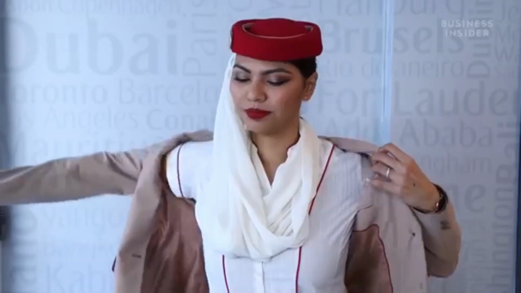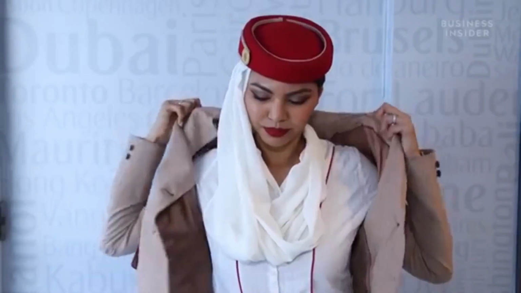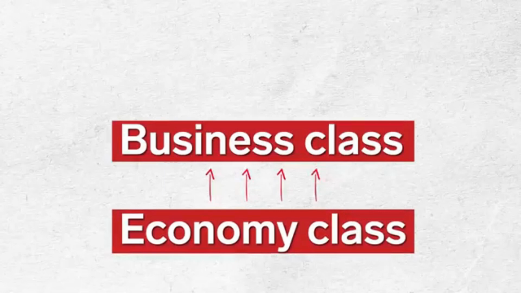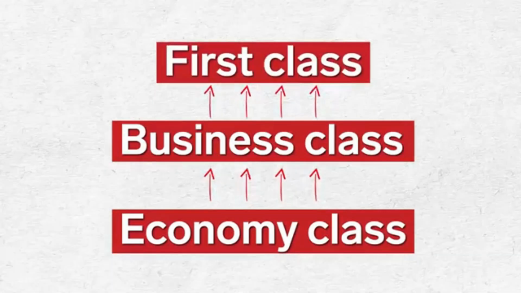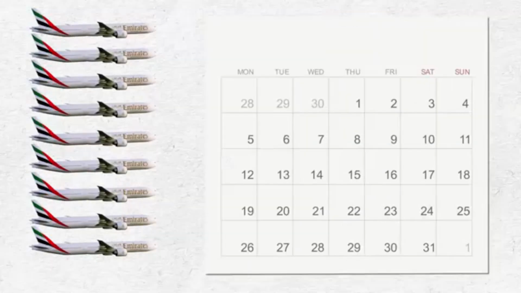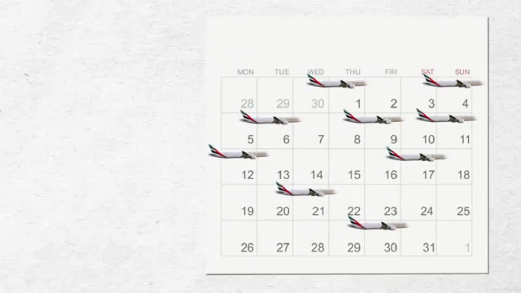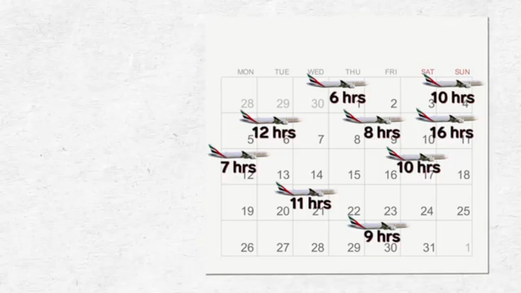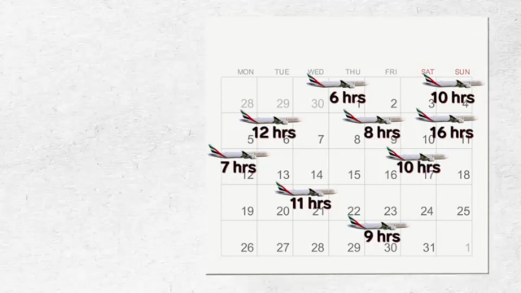Just like every other new hire, CT started her Emirates career at the bottom, in economy on short-haul flights. And through the years, she's worked her way up to first class. Today, she crews an average of 9 long-haul flights a month. Her schedule changes every week, but she's always on flights that last anywhere from 6 to 16 hours.